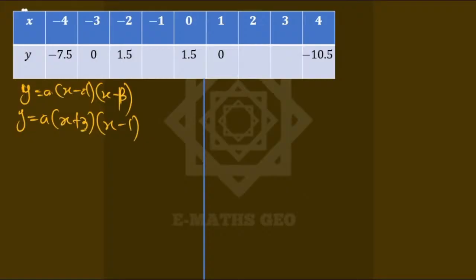So choose any other point. I told you the best point to choose is the y-intercept. So at (0, 1.5).